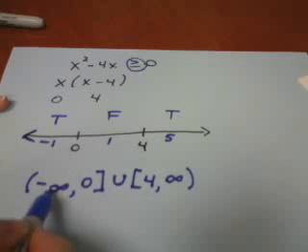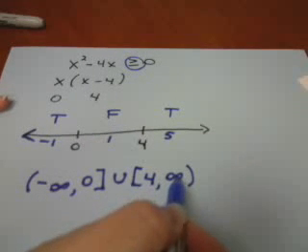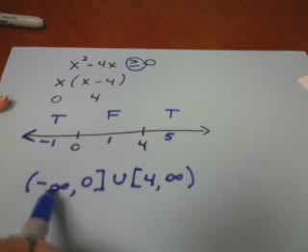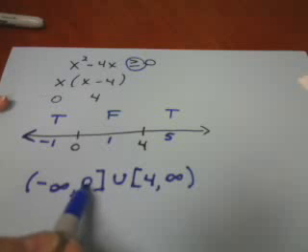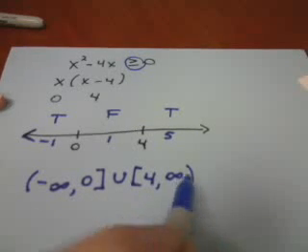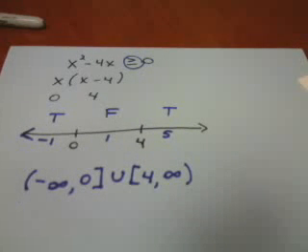You always should go smallest to largest when you're writing interval notation. That's very, very important. So if you notice, negative infinity can't get any smaller than that, then 0, then 4, then positive infinity. So you want to make sure you write it in the correct way. So this is your solution for this type of inequality.